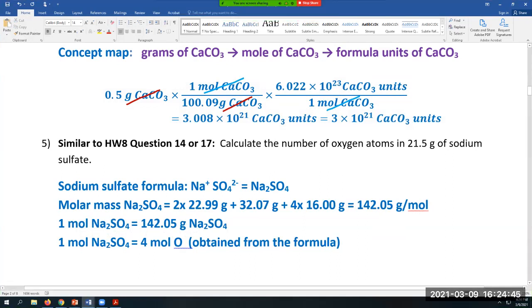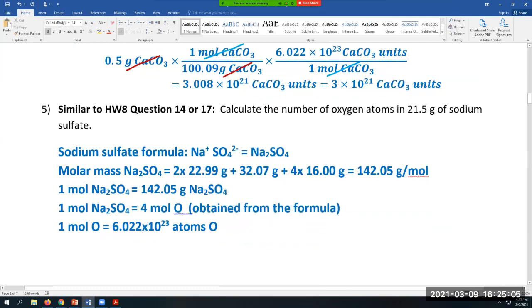So once you have the moles of oxygen from the moles of the compound, then you can calculate the number of atoms, the number of particles per mole. And for this, you use the definition of the mole that says 1 mole of oxygen is equal to 6.022 times 10 to the 23rd atoms of oxygen, right? So you change particles to atoms. Here we are talking about atoms. So that's the number of atoms per mole of oxygen. And so that would lead to the answer here because we are asking for the number of oxygens.